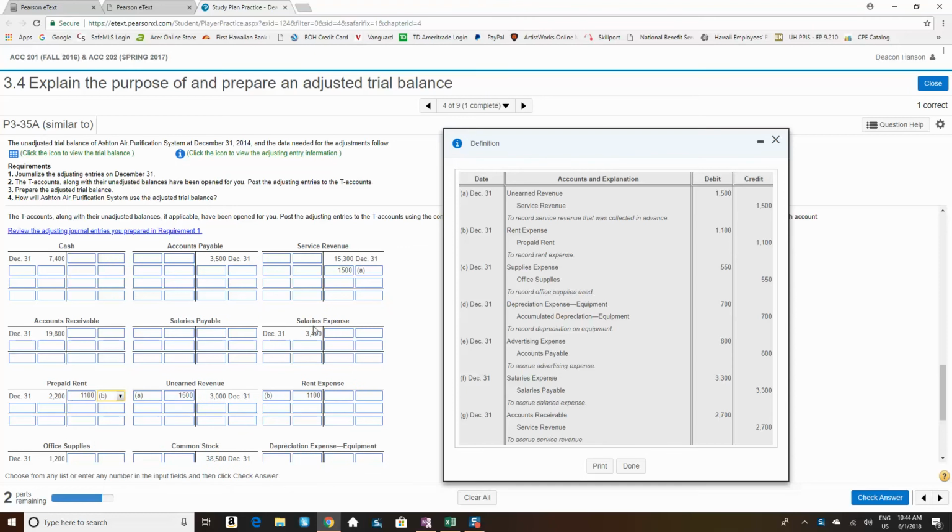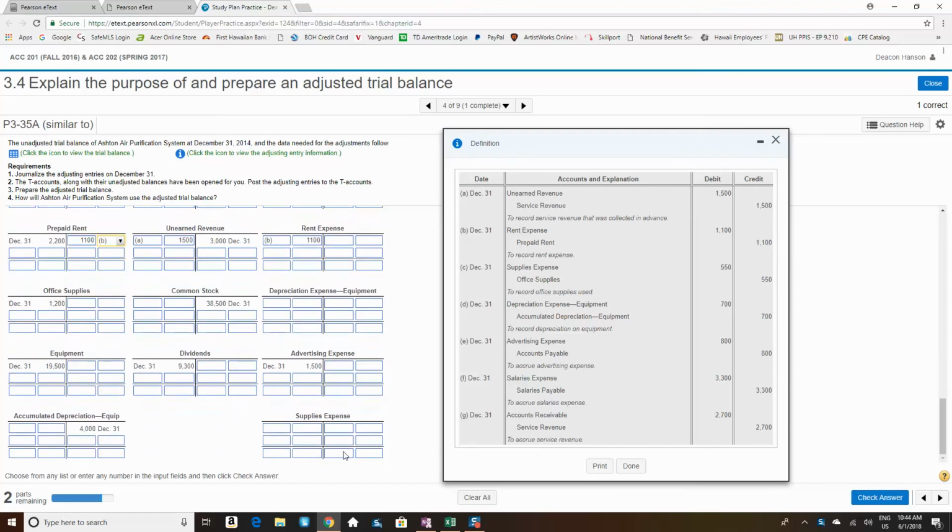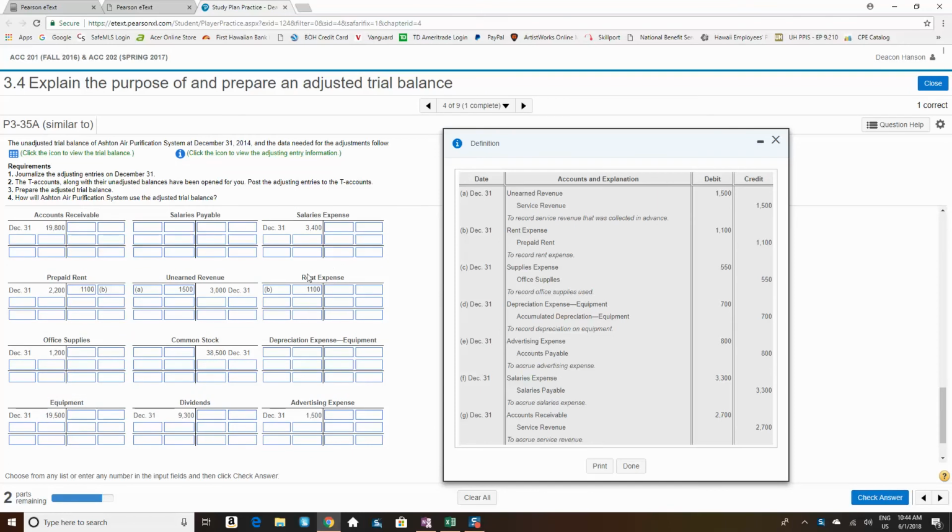Then entry C is a debit to supplies expense. Let's see, we might be able to inch this up so they're all somewhat visible. Well, maybe not. Supplies expense gets a debit of 5,500. I'm on this one right here, entry C. And office supplies gets a credit of 550. I'm sorry, that's what it is, 550. Office supplies. That's entry C.